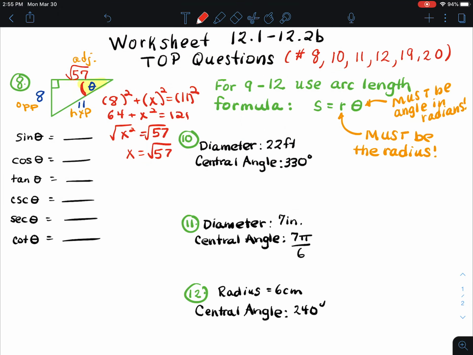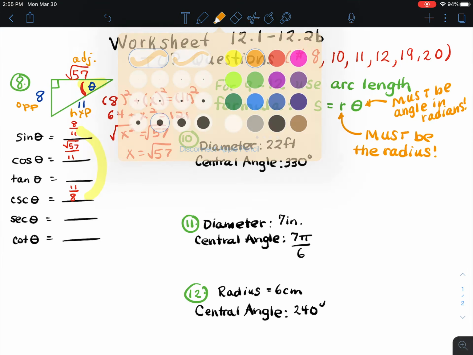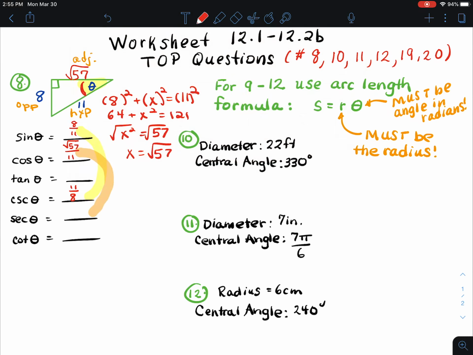Past that, you're just going to set up your 6 fractions. We're doing opposite over hypotenuse for sine. Remember, the reciprocal fraction to sine is cosecant, so I'm going to jump down there and do the reciprocal for that. Then I'm going to do cosine, that's adjacent over hypotenuse, and its reciprocal partner for cosine is secant, so we're going to flip that. Lastly, tangent is opposite over adjacent, and we know its reciprocal partner is cotangent, so we're going to flip that. All right, so that's how you do number 8.